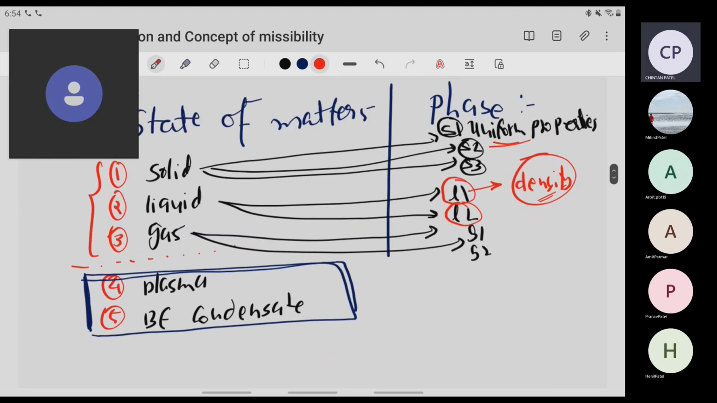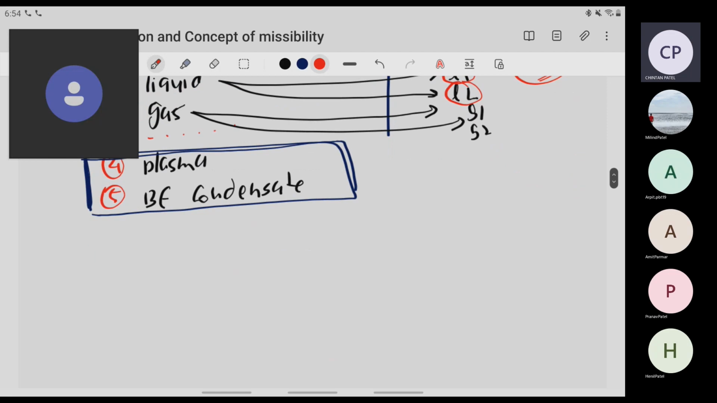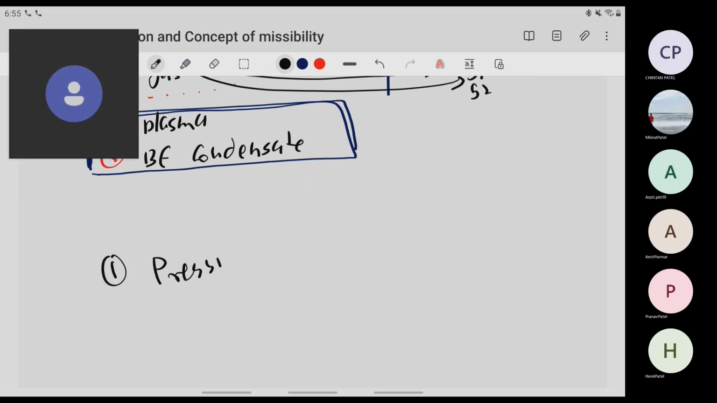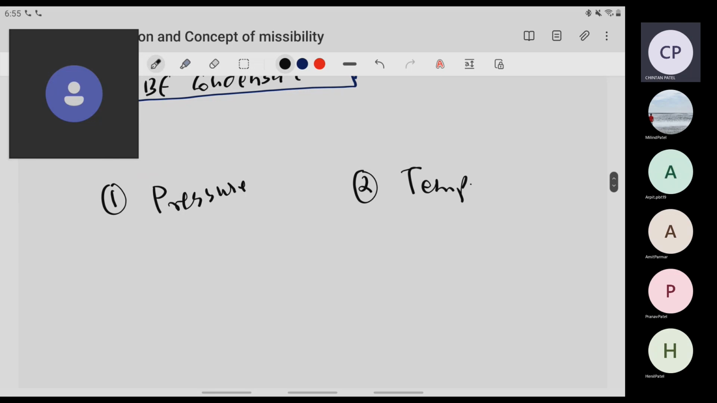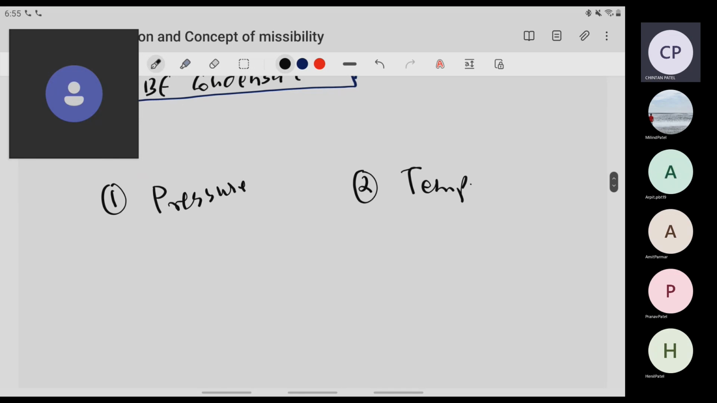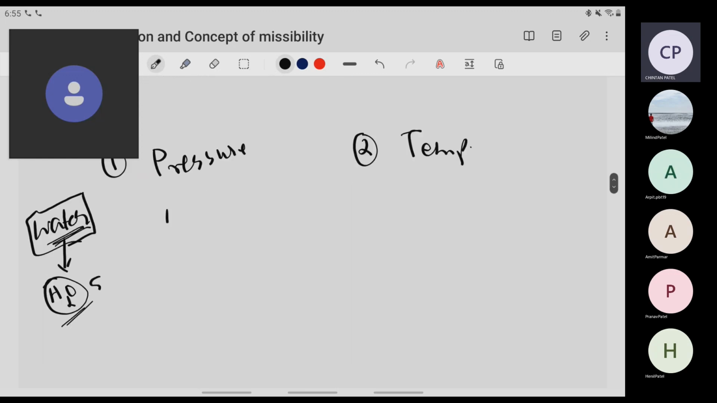So if you understand this phase, can you tell me the two important properties which define the phase? The pressure and temperature. Yes, very good. So there are two properties, pressure and temperature. These two properties define which phase my liquid can have. Let's say, consider water for now. When I say water, it's H2O. Okay, so it's a single substance.